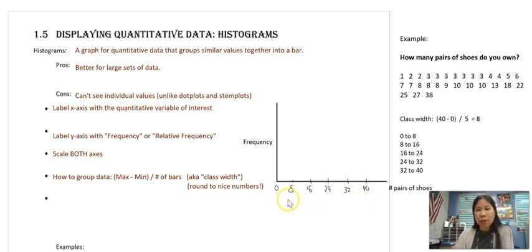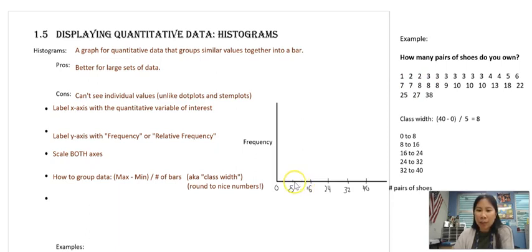So what I mean by in each bar: let's say my first bar goes from 0 to 8. When I make this bar, I'm just going to be counting up all the numbers in my data set that I have between 0 and 8, but I don't include 8. So I'm going to count up 1, 2, 3, all the way up to 7, but I don't include 8 because these 8s are actually going to go into the next bar.